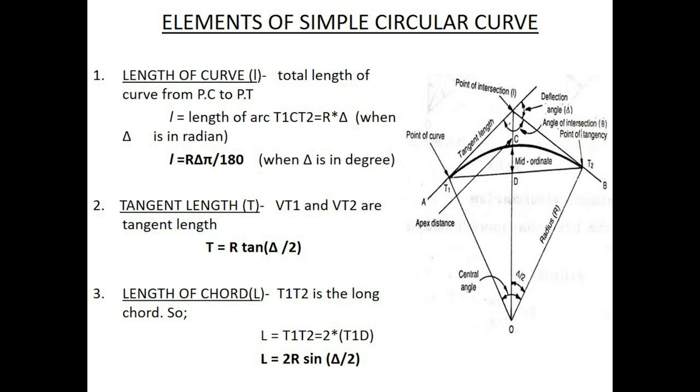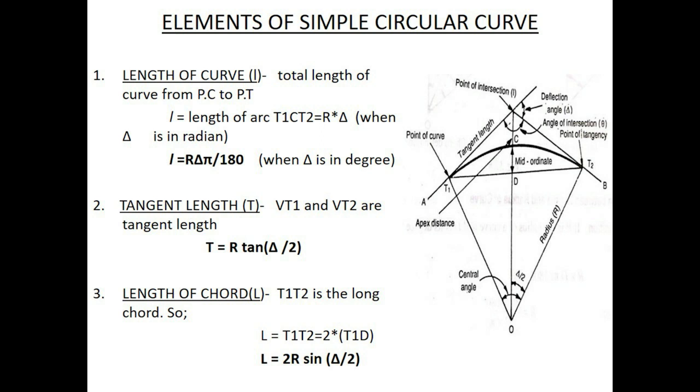Next we'll move on to elements of simple circular curve. First is length of curve, which is represented as small l. It is the total length of curve from point of curve to point of tangency. l is given as the length of the arc T1 C T2, which is equal to r delta when delta is in radians, and it is equal to r delta pi by 180 when delta is in degrees.